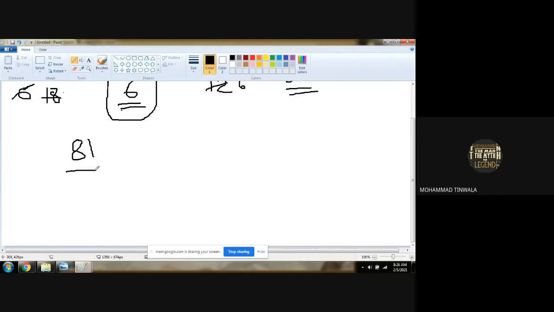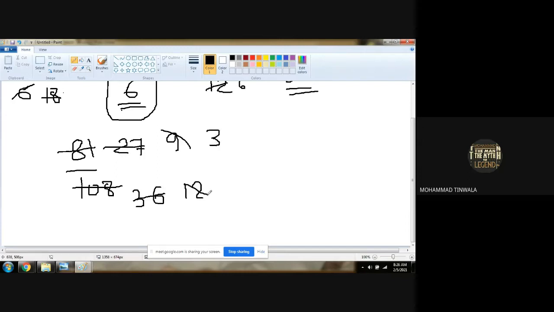81 upon 108. If the calculation is very big, start from the smaller number. 3 2s are 6, 3 7s are 21, 3 3s are 9, 3 6s are 18, 3 9s are 27, 3 1s are 3, 3 2s are 6, 3 12s are 36. Right? 3 3s are 9, 3 4s are 12. Now can 3 and 4 be divided by each other? No. So 3 upon 4 is the ratio. Can I say that 3 is to 4?